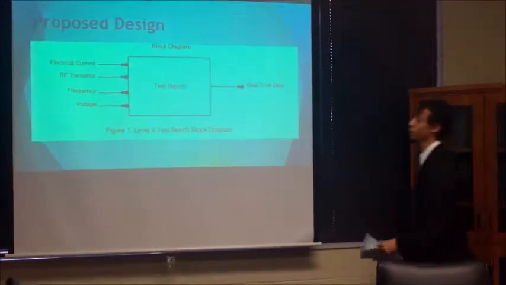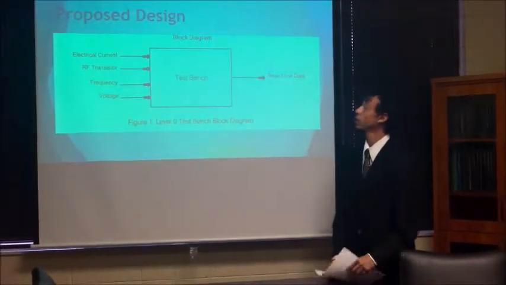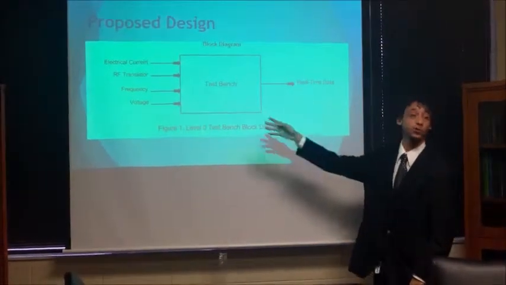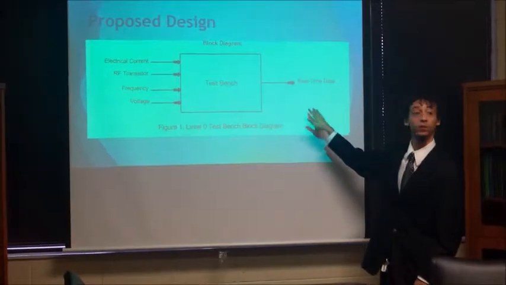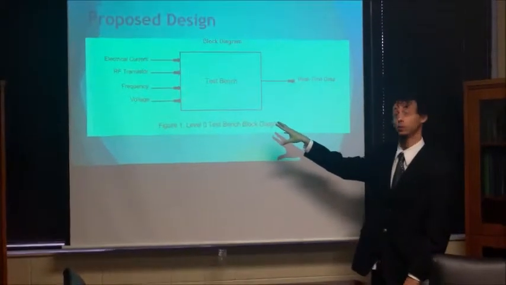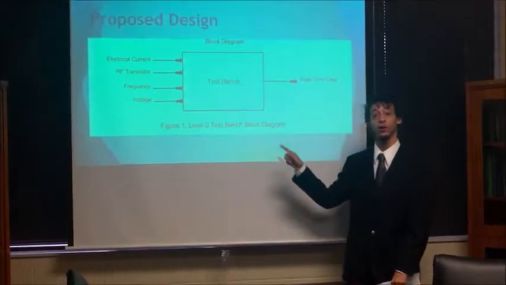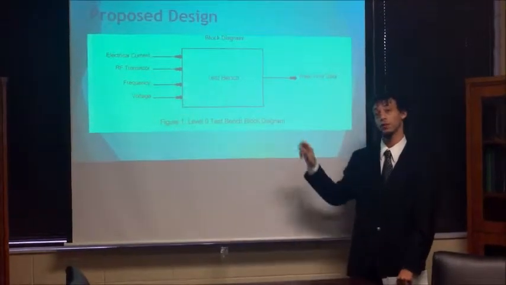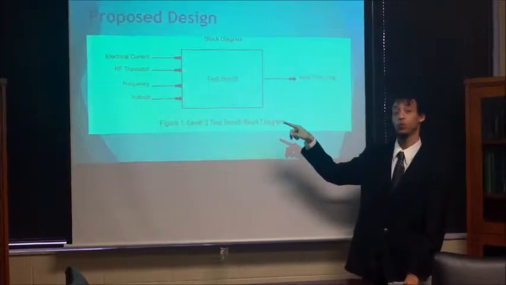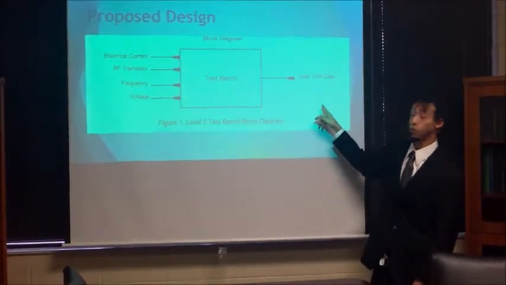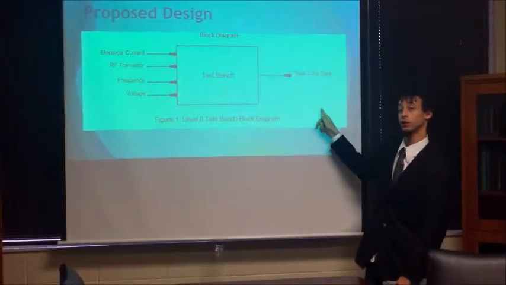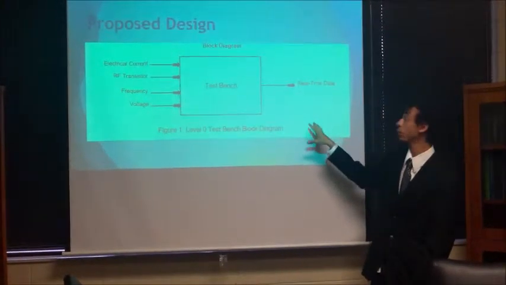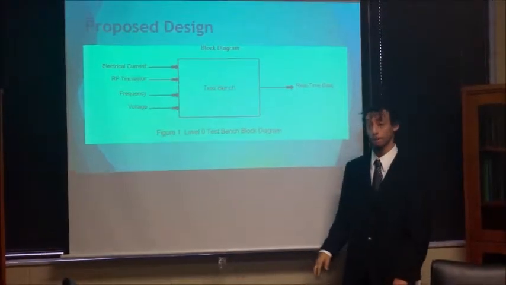Thank you, Tyree. As you can see, this is a block diagram at its barest, level 0, where we are just showing the current inputs and outputs that we expect from our test bench design. The 4 inputs will be electrical current, the type of RF transistor, frequency ranges, and voltage. Our only output on this side will be real-time data, which we will export to a computer and use software to go over the various parameters that it's going to output there.